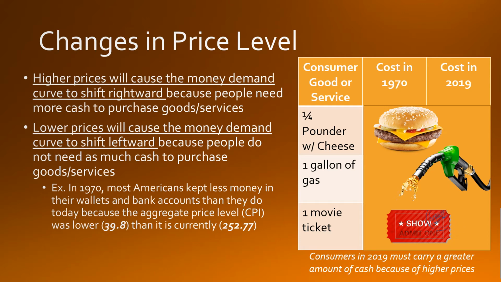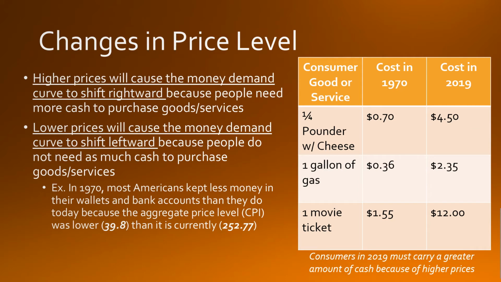Now in 1970, back in the day of your grandparents, Americans didn't have to have as much cash in their pockets like they do today, because the aggregate price level back then was much lower than it is currently. The aggregate price level back then was 39.8. Today it's 252.77. So let's look at the difference between buying a quarter pounder with cheese, one gallon of gas, and one movie ticket in 1970 compared to 2019.